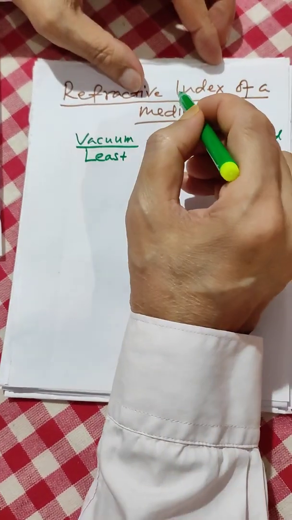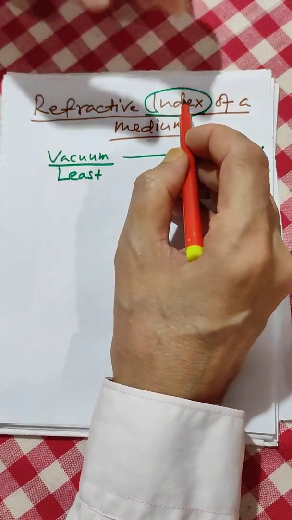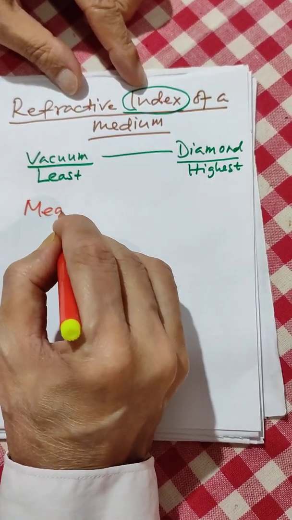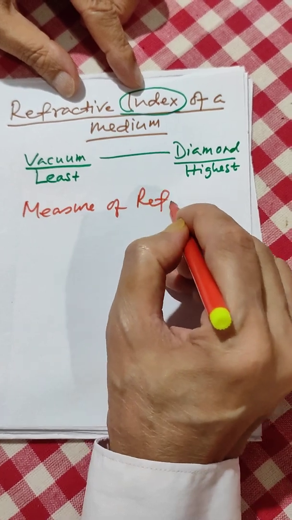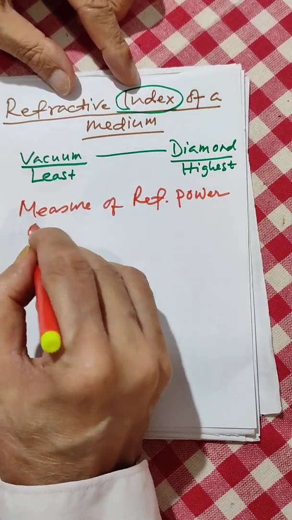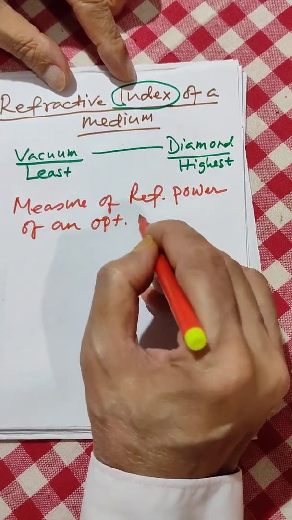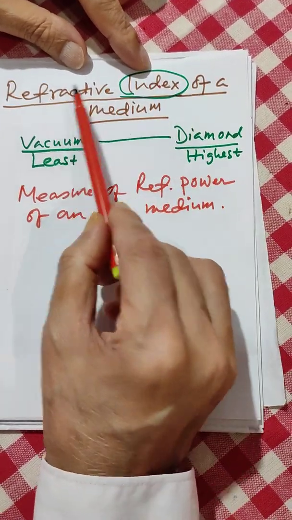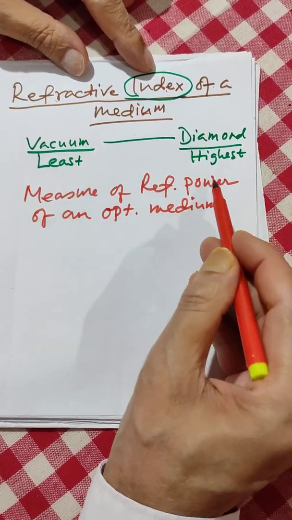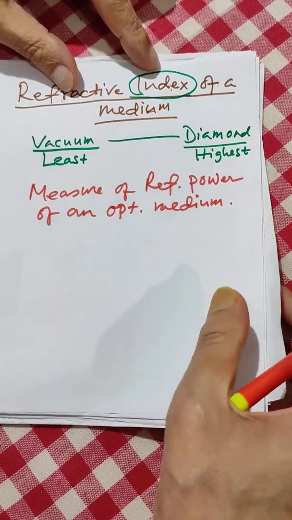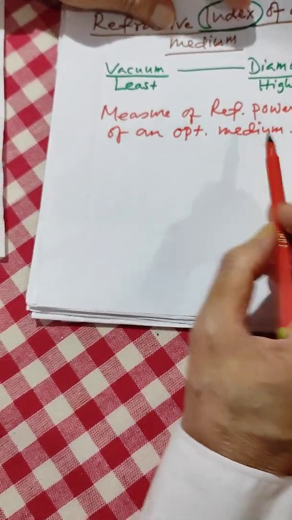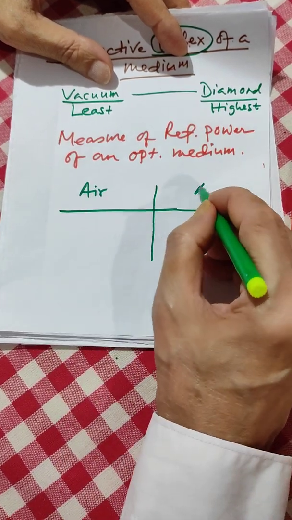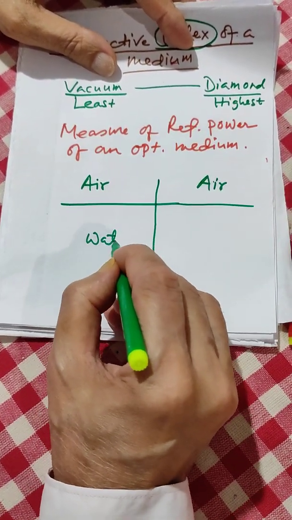Now refractive index, this word index means what? Measurement. The word index means measurement. Now refractive index, that means measurement of refracting power of a medium. So measure of the refracting power, refracting capacity of an optical medium. Alright, that is called refractive index. So refractive index of a medium is what? The measure of refracting power of that medium. Okay. If the medium can bend light more, suppose I mean, say this is air, and suppose this is water, and suppose this is diamond.